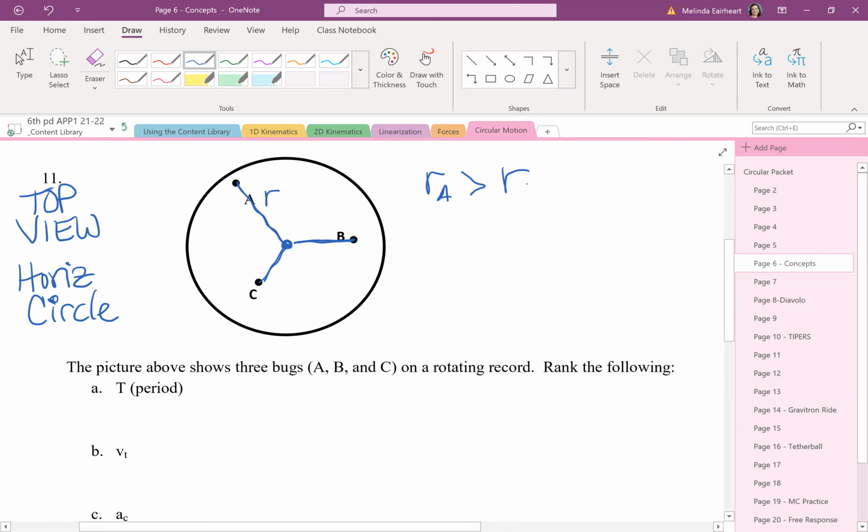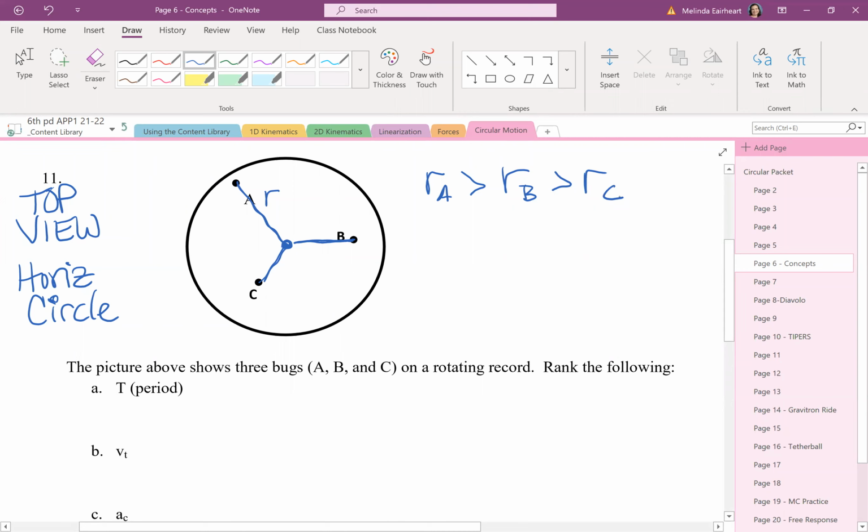B. And if it's hard for you to tell, you can also use the outer edge of the circle as reference, right? The one with a greater radius has a smaller distance from the outer rim. And then C would have the smallest. So that's our given.